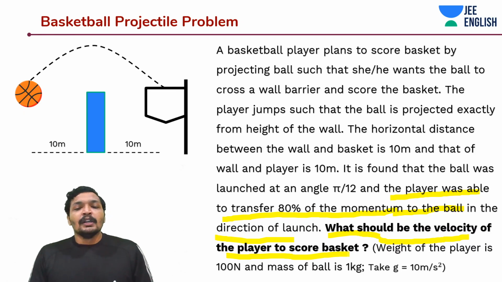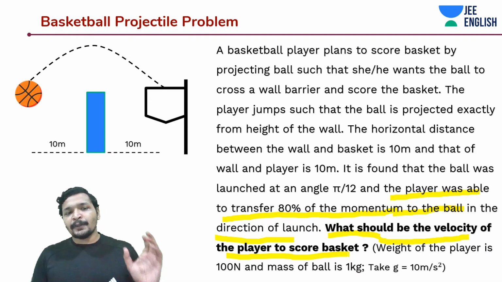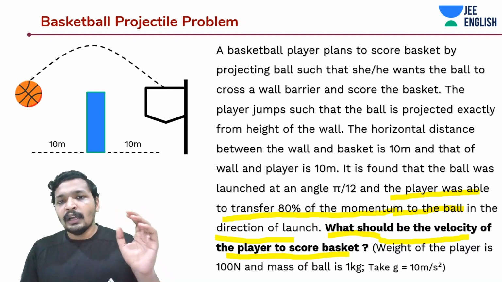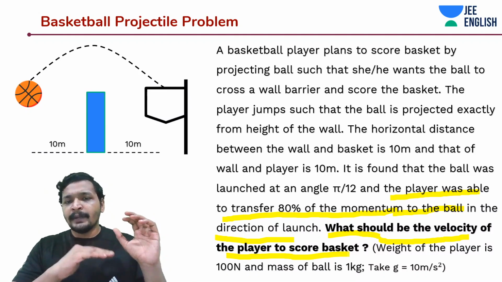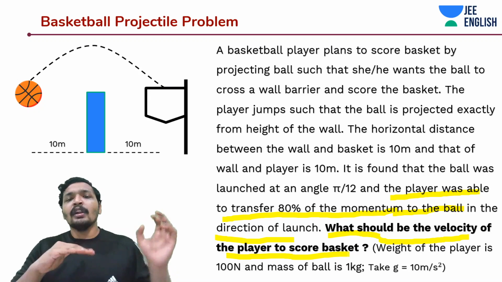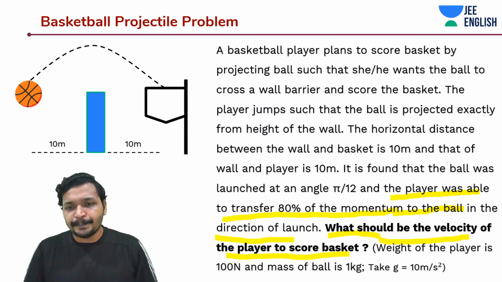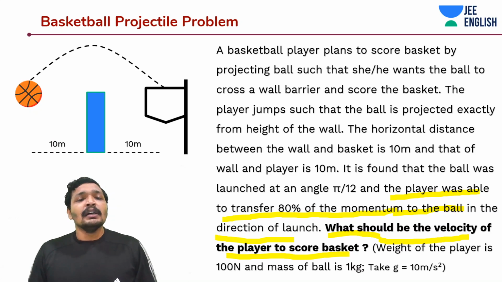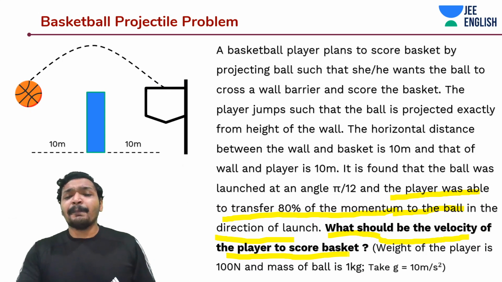Okay. So what is happening in this problem? There is a distance between the player and the wall, and the wall and the basket. Now a player is projecting it from the height of the wall, and it's a level plane motion only. He's projecting it exactly at the height of the wall and the basket. The distance between the wall and the basket is 10 meters, and the player and the wall is again 10 meters. And the ball was projected at pi by 12, 15 degrees.